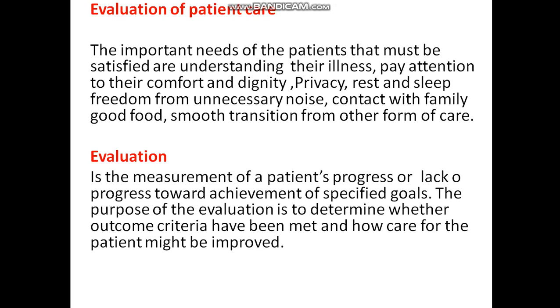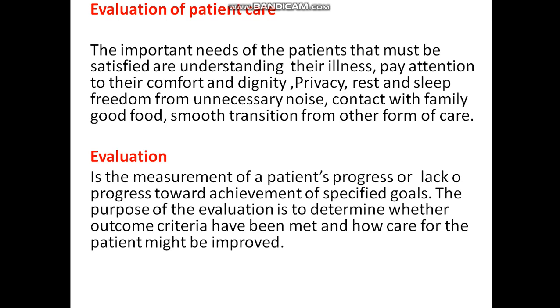Next we will see the evaluation of patient care. The important needs of patients that must be satisfied are understanding their illness, they should know their illness. Pay attention to their comfort and dignity. They want comfort and dignity, and they also want privacy in the hospital.